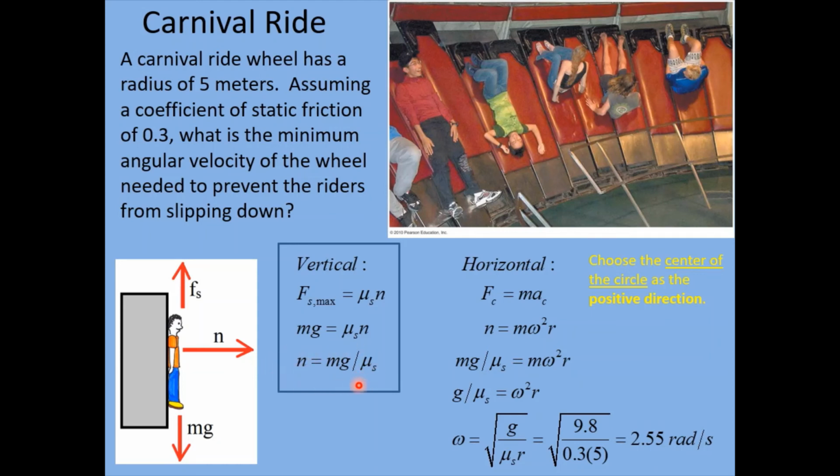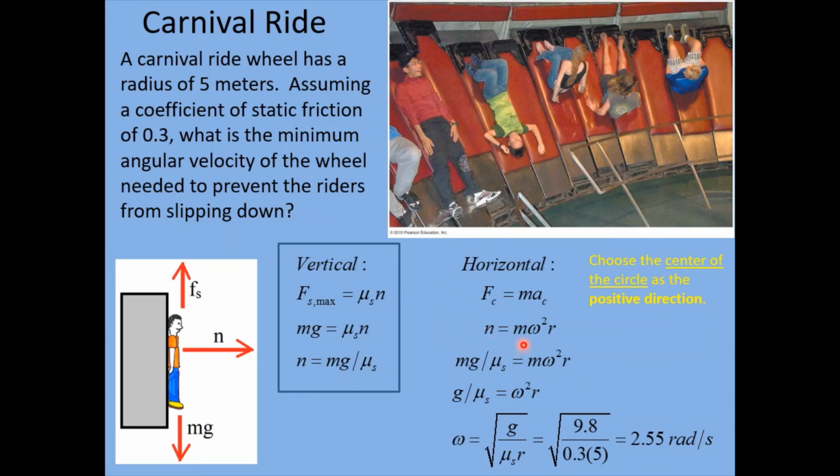We're going to use this expression for the normal force, which is the wall pushing on the child. We'll use that over here. Let's now go to the horizontal direction, where we use Newton's second law for centripetal forces. The centripetal force is equal to m times the centripetal acceleration. Looking at this picture, the only force pushing this child towards the center of the circle is the normal force, the force of the wall pushing on the child. That's what causes these kids to go in a circle.